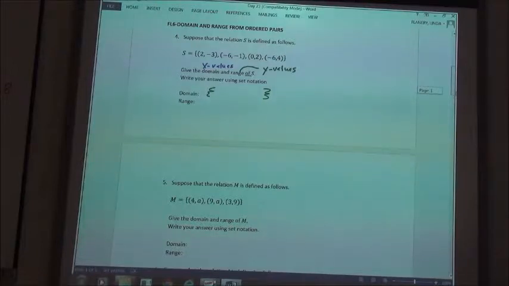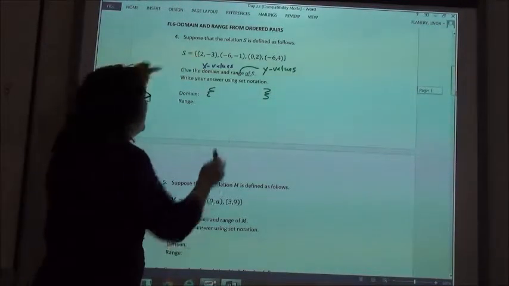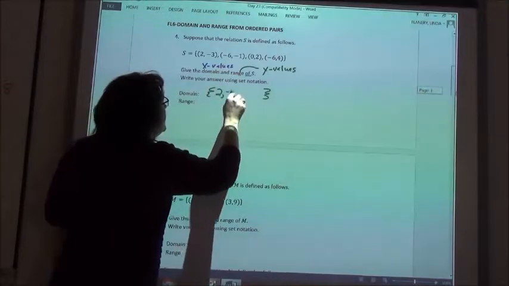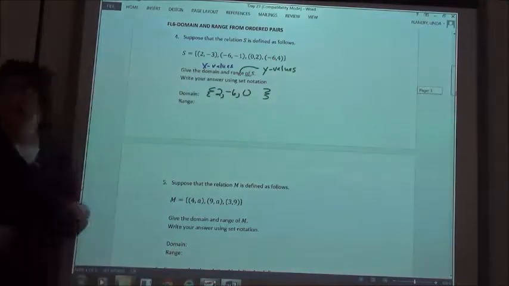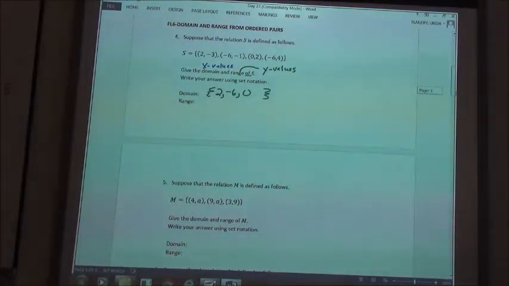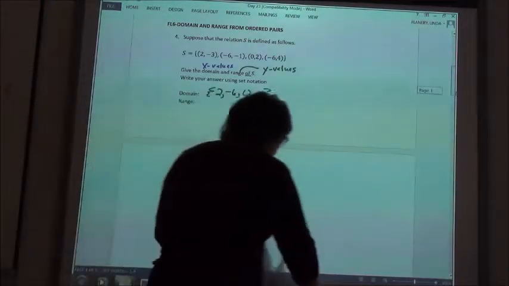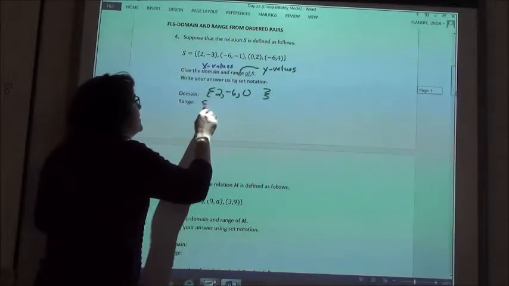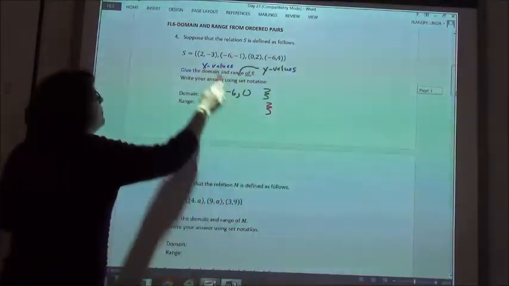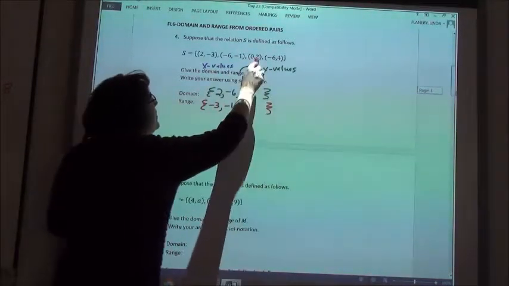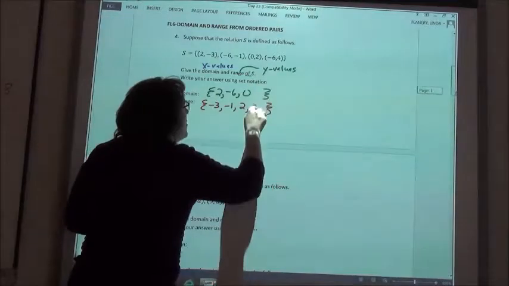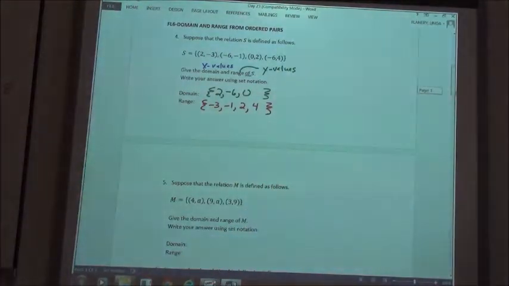So if I'm going to list my domain, in my first point the x value is 2, in the second one it's -6, in the third one it's 0, and in the fourth one it's -6 again, but I already have it on my list, so I don't need to put it in there a second time. If I'm going to list my range, I'm listing my y values. So in my first point I have a -3, in the second one I've got a -1, in the third one I've got a 2, and in the fourth one I have a 4. None of those repeated, so I have to list them all down. And that's all they're trying to get across.